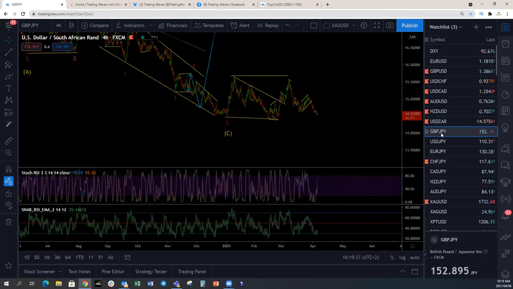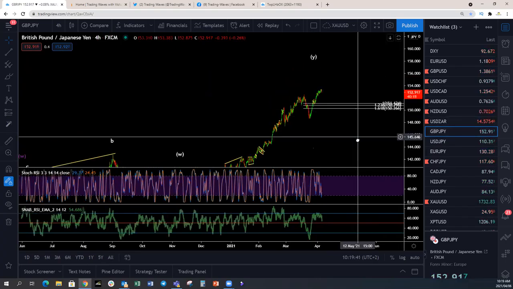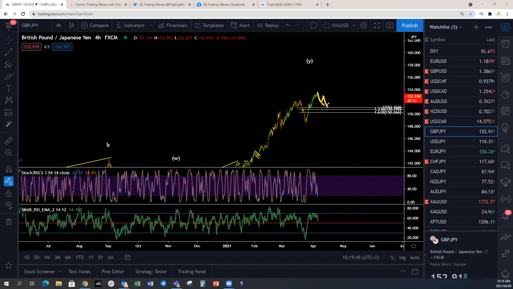Pound yen. Pound yen is a simple pullback that we're going to get here. We are still looking for this to continue up to 156. Don't go and buy this now without a decent pullback. If you get another decent pullback, we're looking for pound to go beyond this.